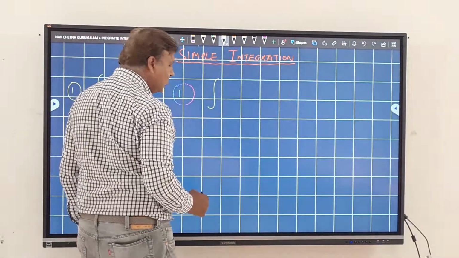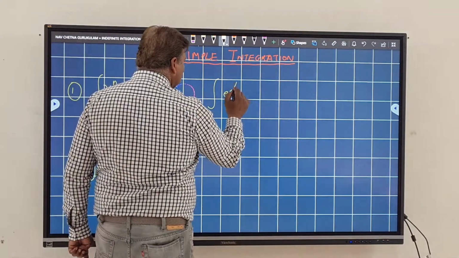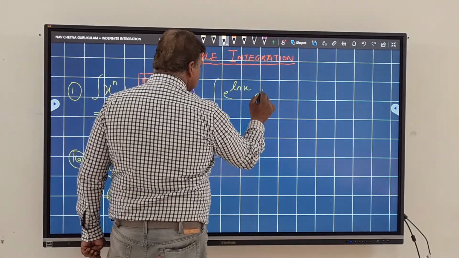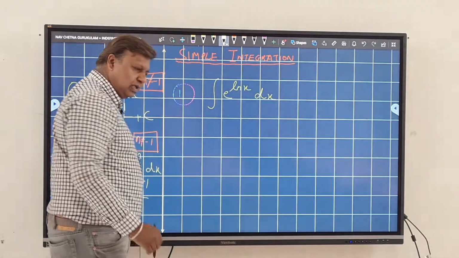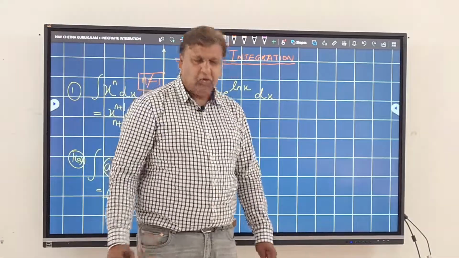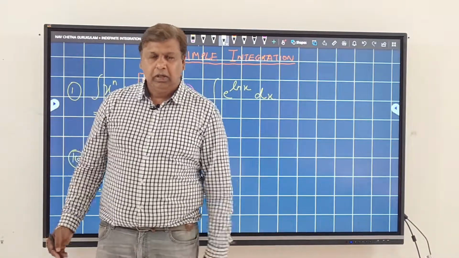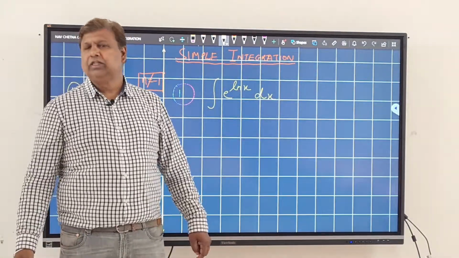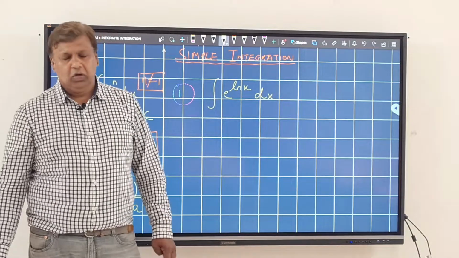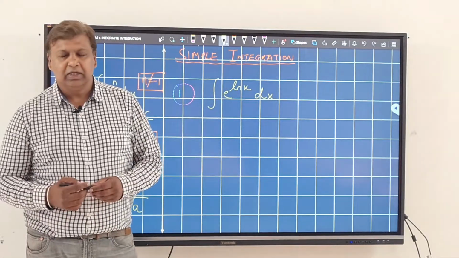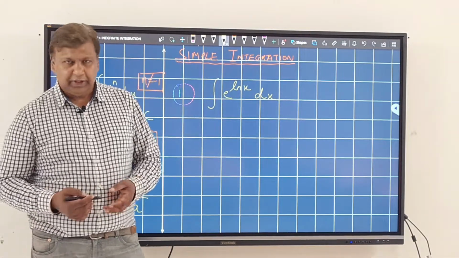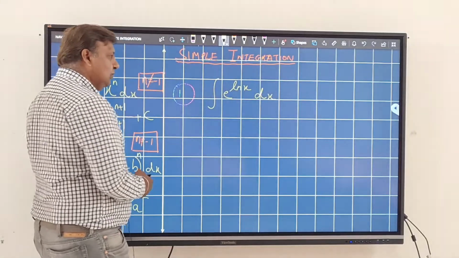integration of e raised to power ln of x. You will say, sir, you were talking about x raised to power n and what you have brought just now, e raised to power ln of x. You didn't tell us anything about log or ln. You call this as ln. It's different from log. Why? Ln is to the base e, while log is to the base whatever is mentioned. So ln is to the base e.